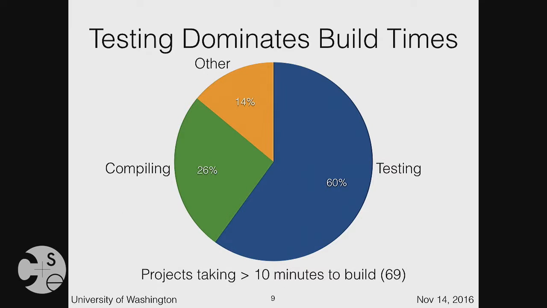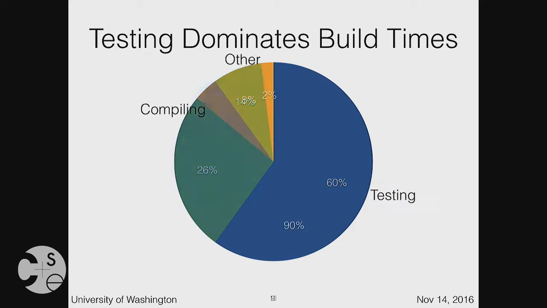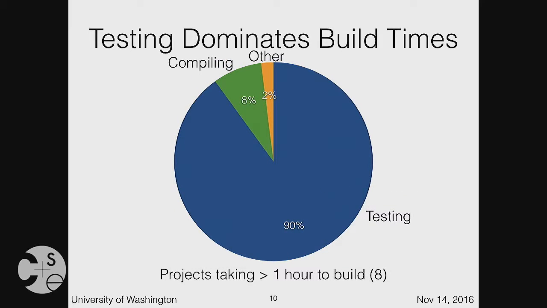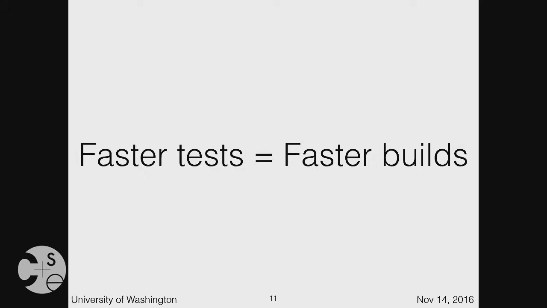If we zoom down, excluding the really short ones, the ones that were completing in less than 10 minutes, testing definitely took the majority of build time, on average about 60%. And then if we zoomed in and really look at the projects that were the very slowest, where it took an hour or more to build, those that might benefit the most from some form of acceleration of this whole process, we found that testing was taking on average about 90% of the build time. So the takeaway: if we can accelerate tests, then we can accelerate this overall process of the build.